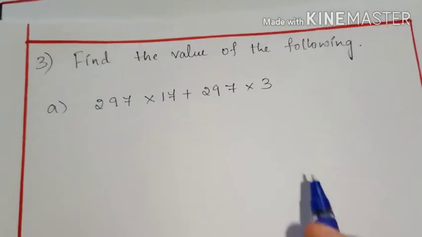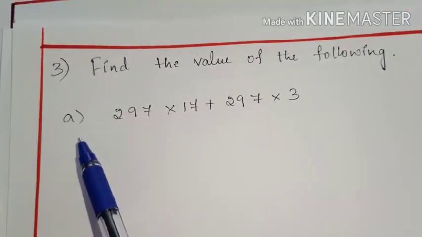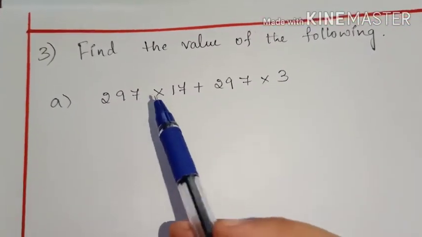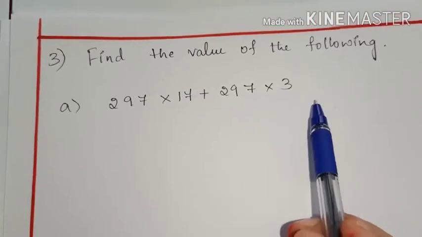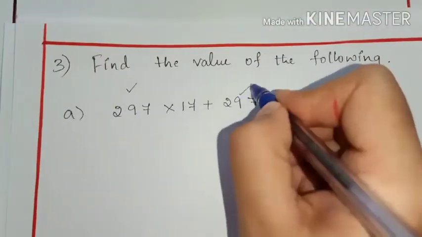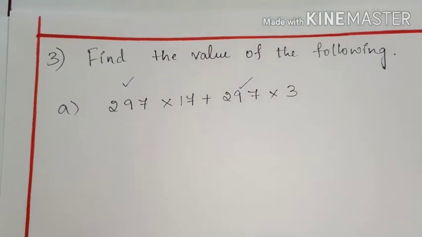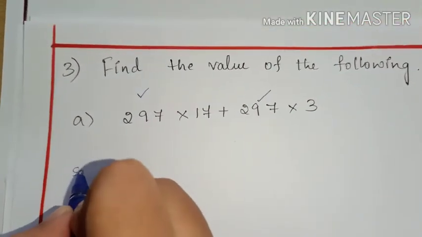So let us solve the question number 3. Find the value of the following. A: 297 into 17 plus 297 into 3. Can you notice here 297? Here also it is 297. So you can take it as a common and write down the solution.